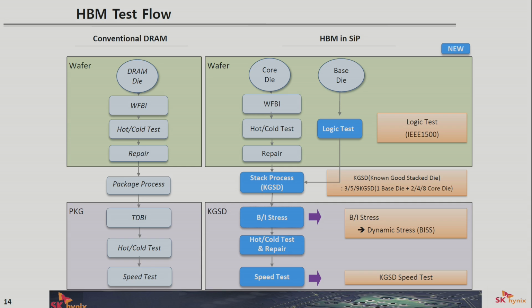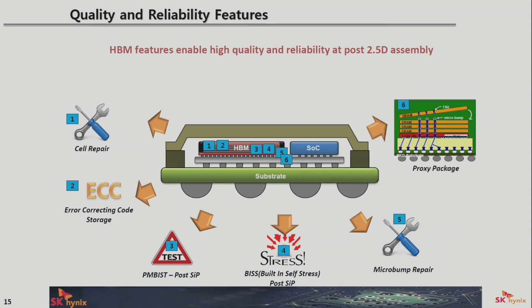After DRAM vendors stack the core die on top of the base die, it goes through the KGSD test flow that I mentioned. So DRAM vendors are able to test as well as correct for any failure or any failed cells. And then they can do speed testing as well for speed binning. Aside from this, the HBM has certain built-in features that allow customers to test the device after it's packaged, or after it goes through the integration process.